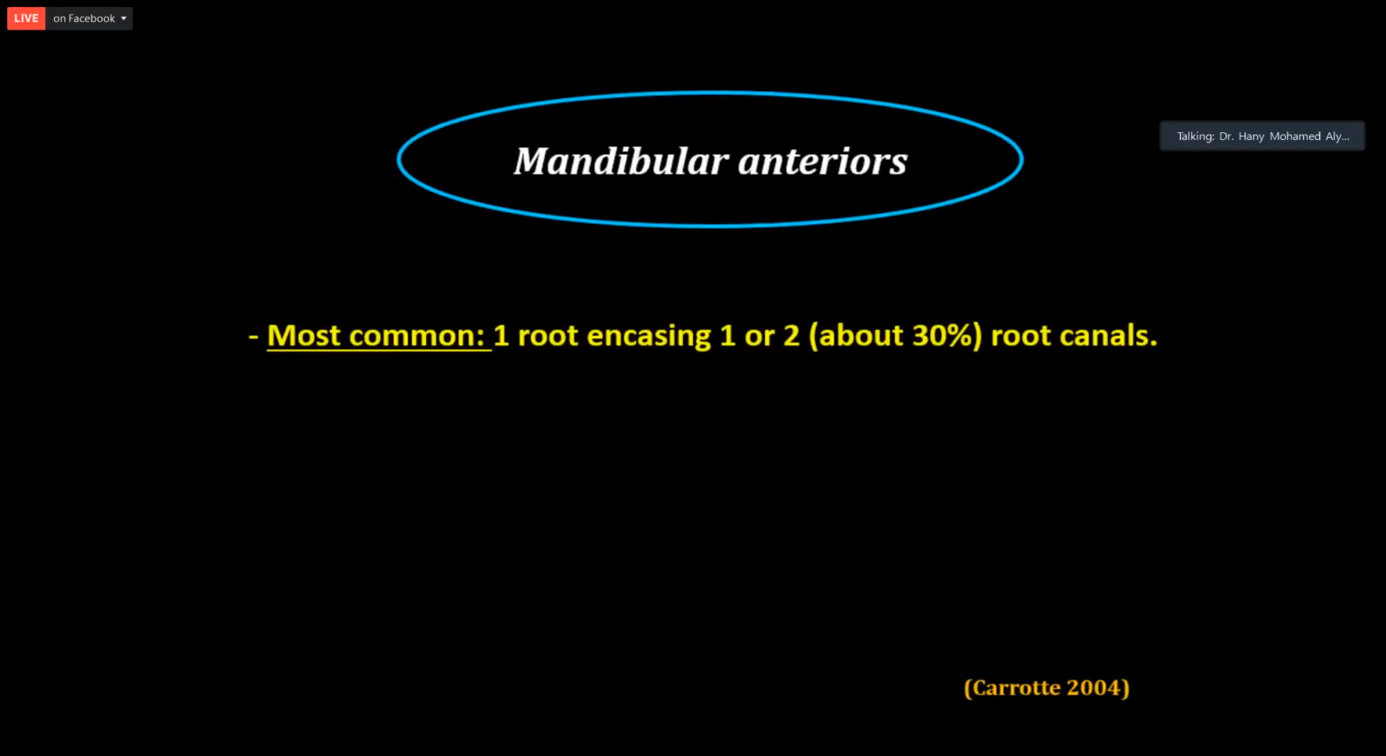Okay, this is for maxillary anteriors. For mandibular anteriors, usually it is one root encasing one or two canals, and usually the two canals have a prevalence of 30%. Đối với cái răng cửa giữa, răng cửa dưới ấy, thì nó thường là có một cái chân răng thôi, nhưng mà nó có 1 đến 2 ống tủy, và cái tỷ lệ mà có 2 ống tủy nó là 30%.